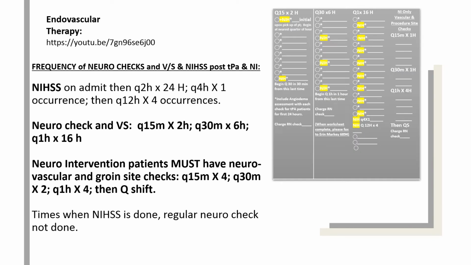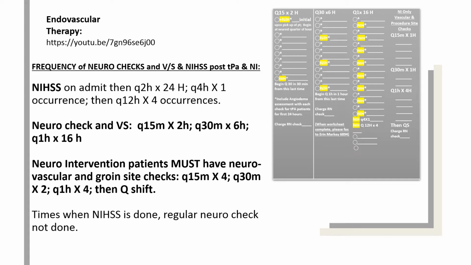Endovascular therapy is one of our newer modalities of treatment. It is done in a hospital that is a certified stroke center with the capabilities of endovascular therapy. It's also known as neurointervention or clot retrieval. The criteria is the client must be 18 years or older. The client must have an NIH stroke scale of greater than or equal to 6, and we'll go over the NIH stroke scale in a little bit.